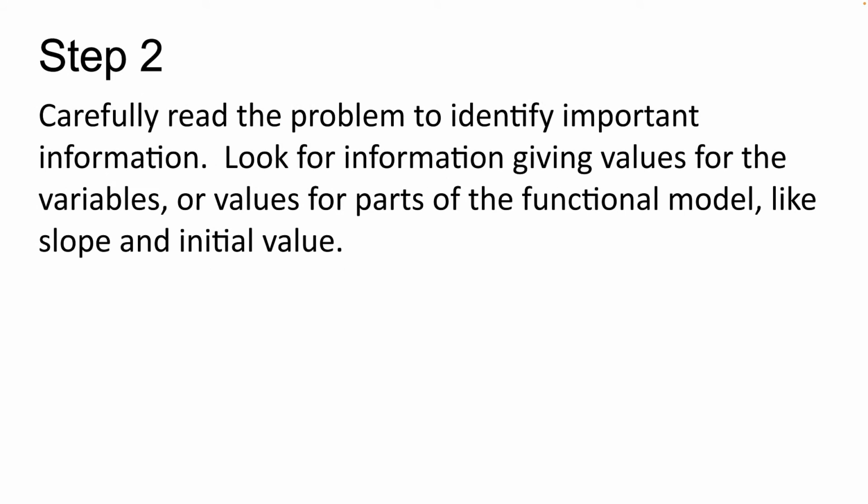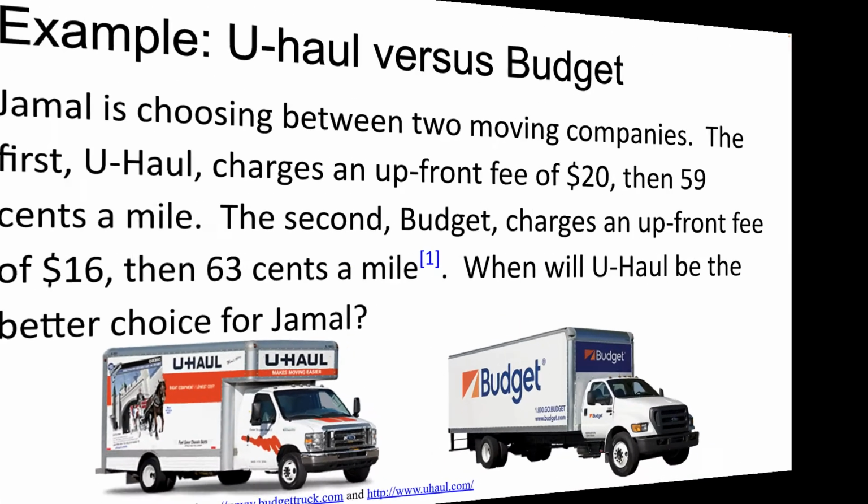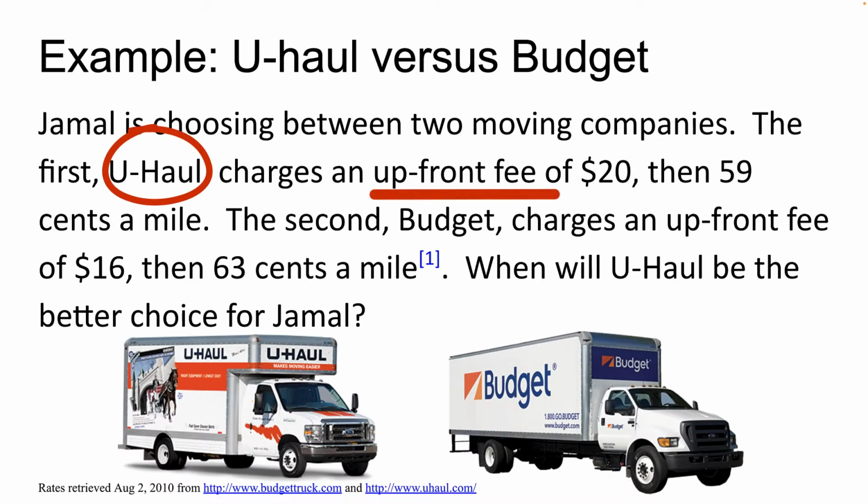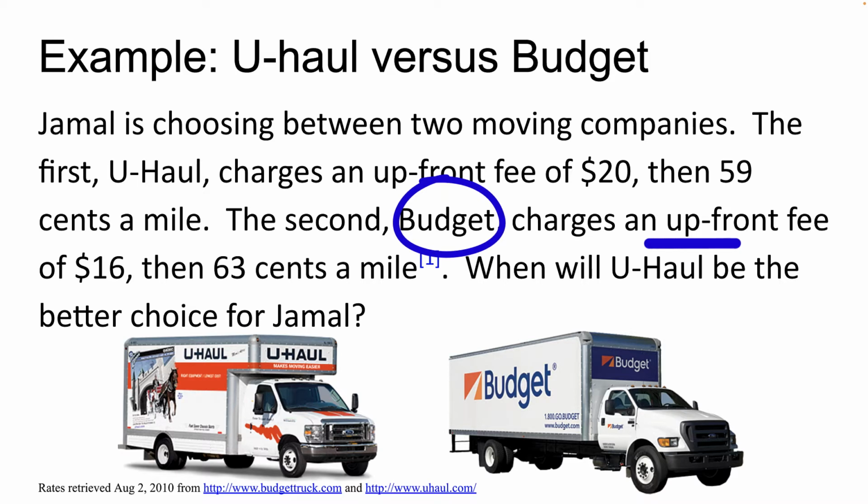Now in step 2, we need to carefully read the problem to identify important information. Look for information giving values for the variables or values for the parts of the function model, like the slope and initial value. So for U-Haul, we have an upfront cost of $20 and then 59 cents per mile. It's important to note that we need to convert cents to dollars so that all the units match. For Budget, we've got an upfront fee of $16, then 63 cents per mile.